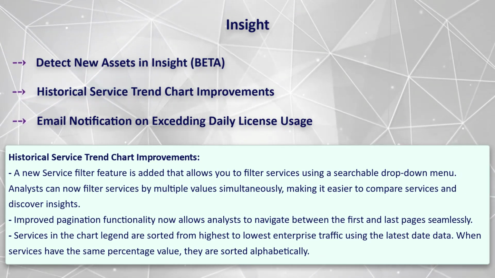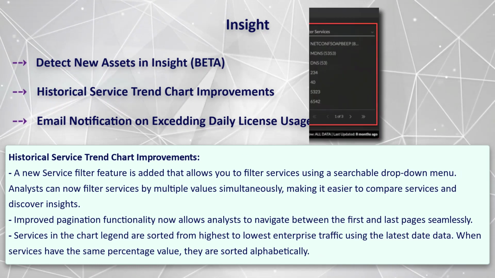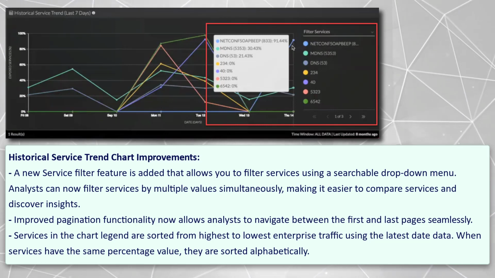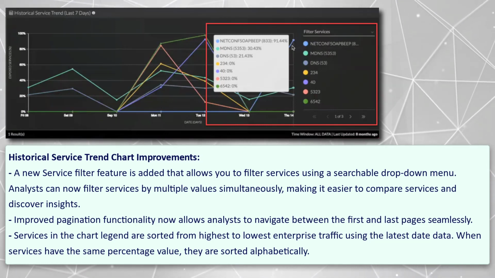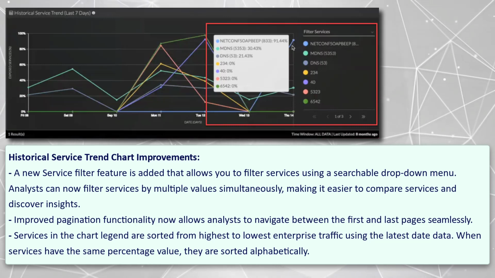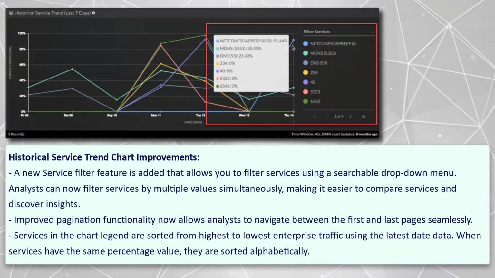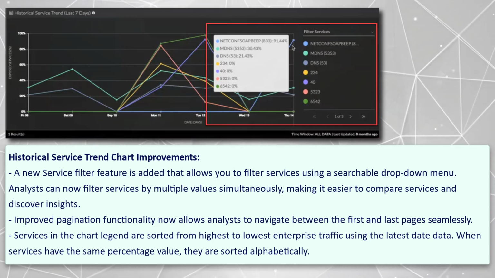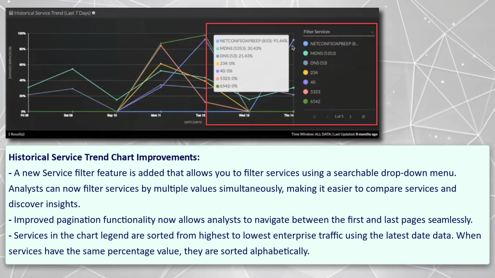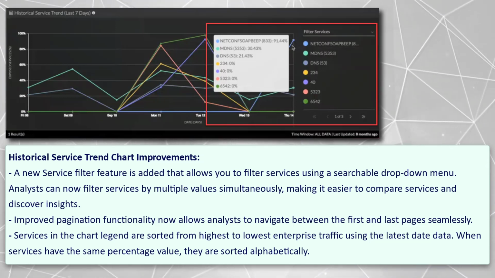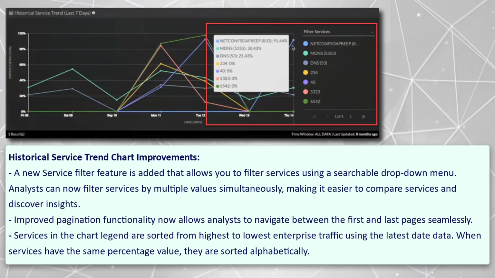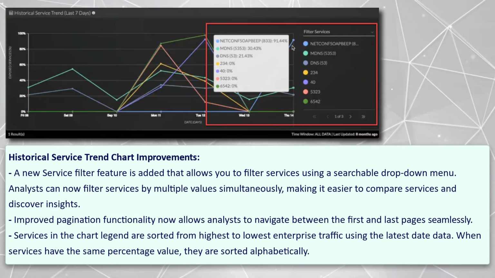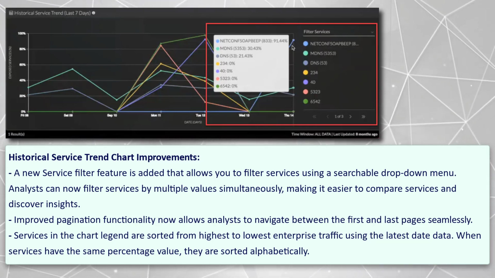Historical service trend chart improvements. A new service filter feature is added that allows you to filter services using a searchable drop-down menu. Analysts can now filter services by multiple values simultaneously, making it easier to compare services and discover insights. Improved pagination functionality now allows analysts to navigate between the first and last pages seamlessly. Services in the chart legend are sorted from highest to lowest enterprise traffic using the latest date data. When services have the same percentage value, they are sorted alphabetically.